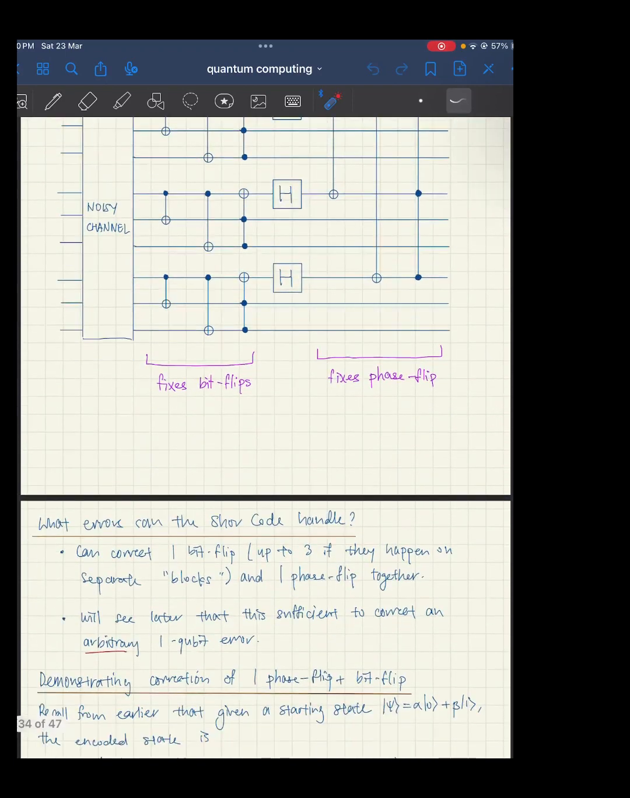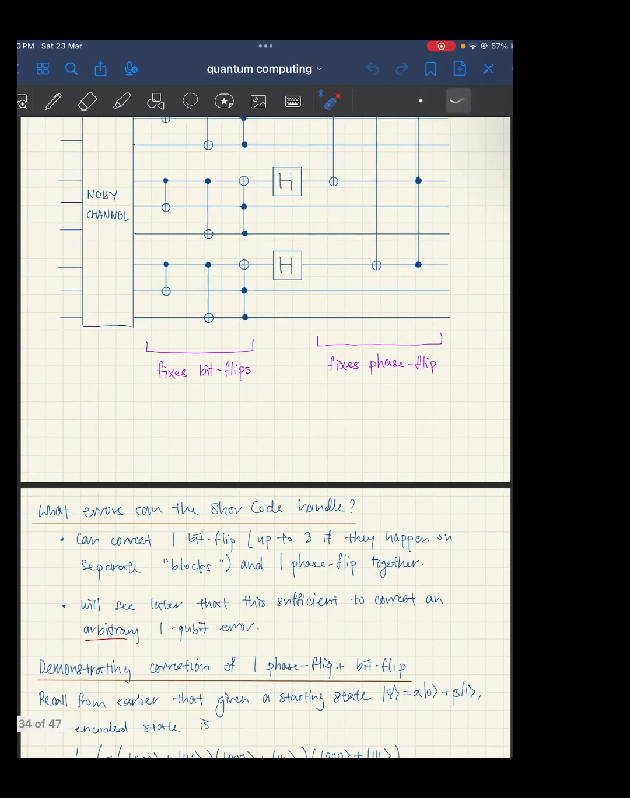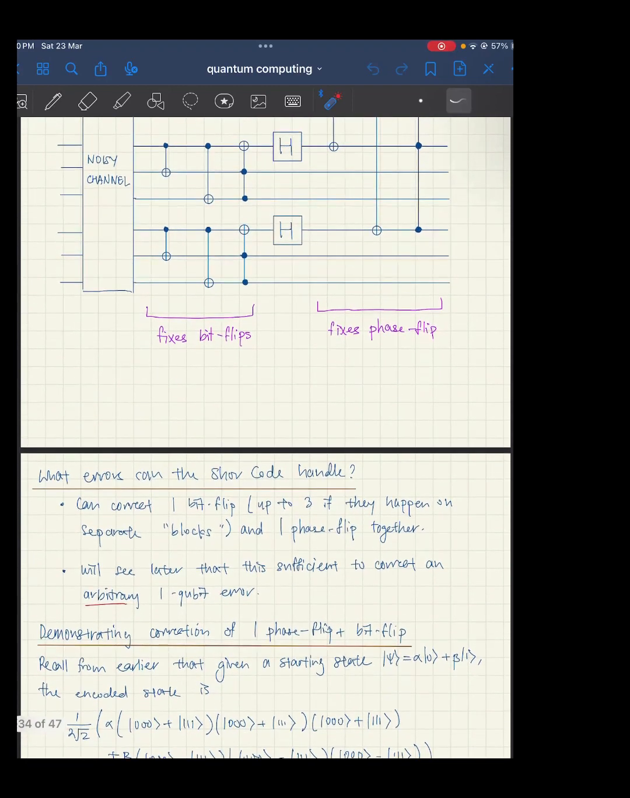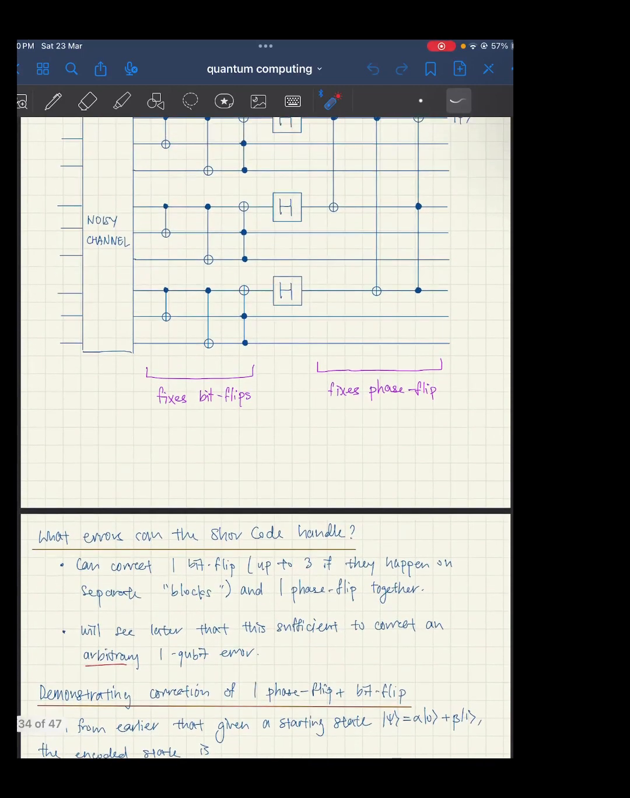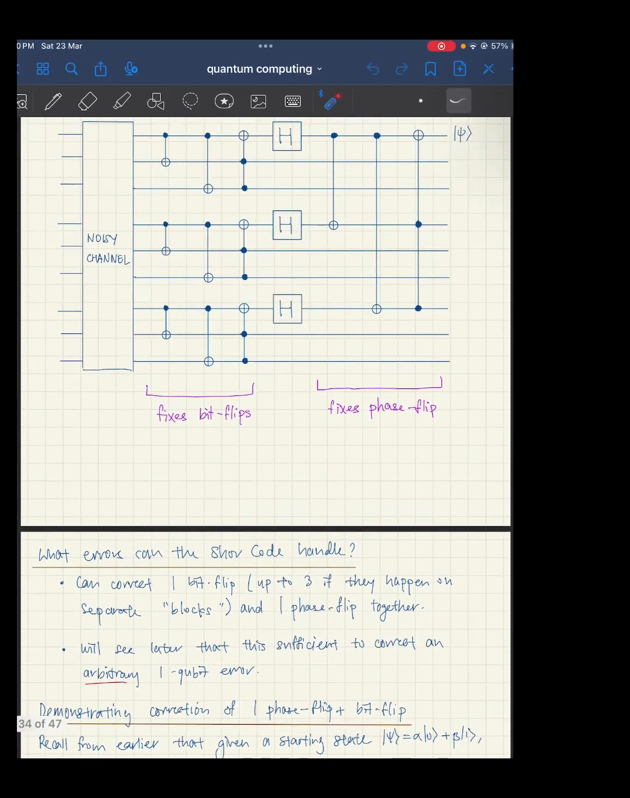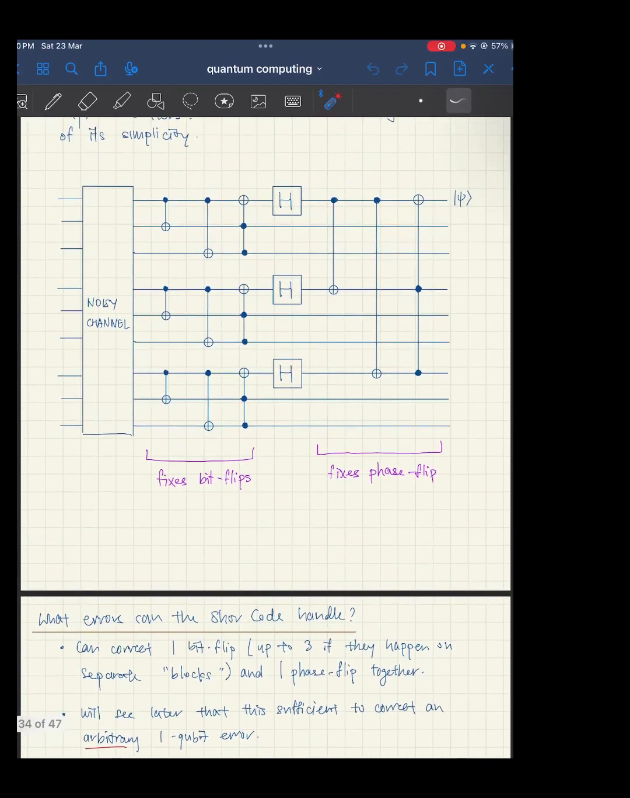So, okay, before we run through an example of how this would work, what errors can the Shor code handle? It can correct one bit flip and one phase flip at the same time. And actually, it can do a little bit more than that. It can correct up to 3 bit flips if they happen on separate blocks. And by blocks, I mean these individual blocks.